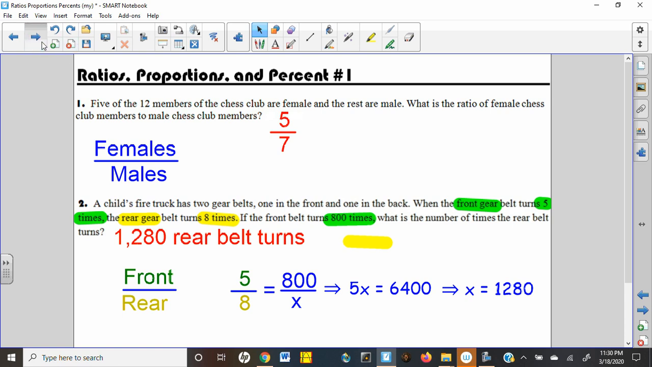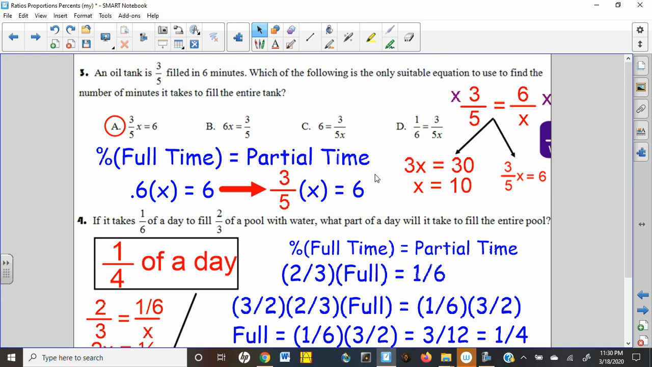Okay. Number 3. Actually, number 3 and number 4 had a very similar tone. They both talked about partially filling something within a certain amount of time, within a partial time. And so I think the equation that you want to be dealing with here is, if we did the partial time divided by the full time, I would get the percentage of fill.